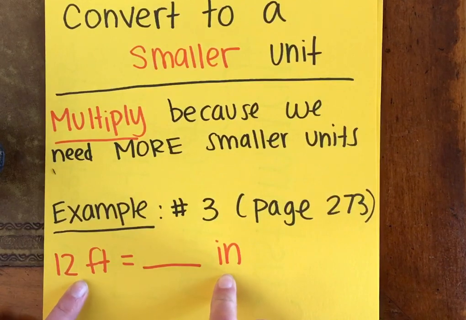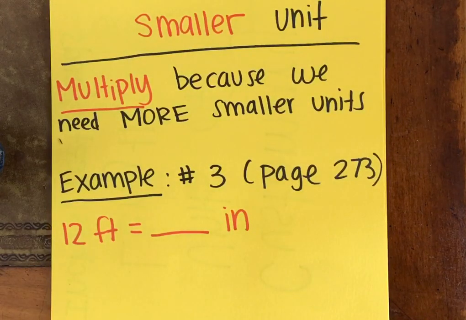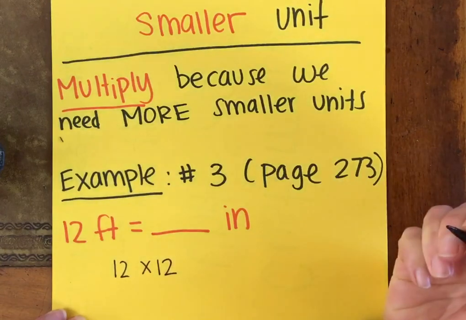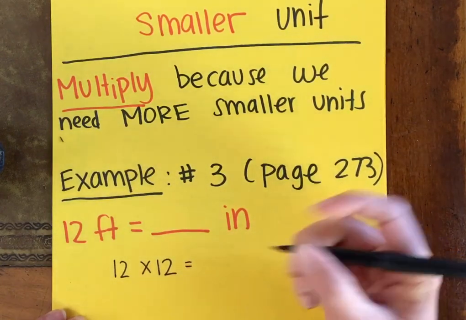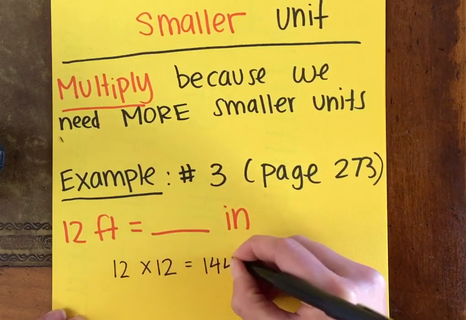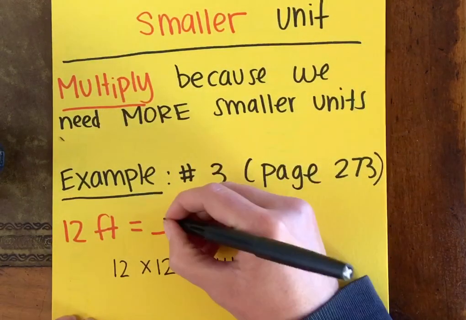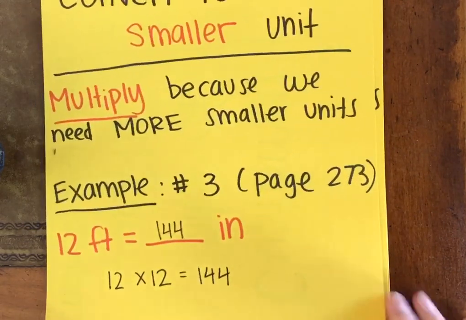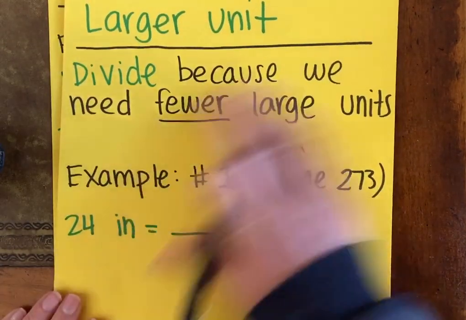Well, I'm going from a larger unit to a smaller unit, so I will multiply 12 feet, 12 times 12, because there are 12 inches in each foot, and that will tell me that there are 144 inches in 12 feet. So again, I'm multiplying. 144 inches.